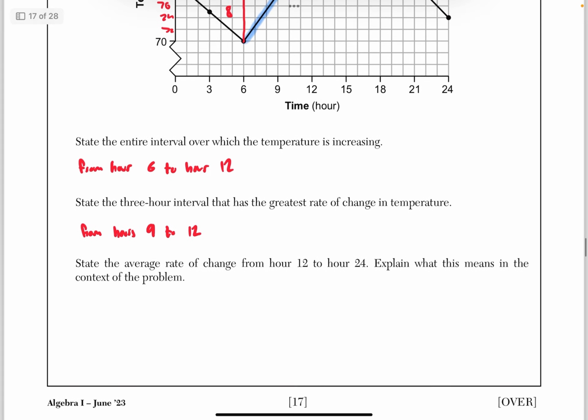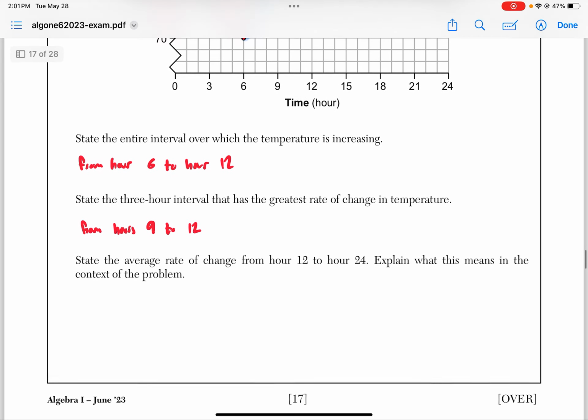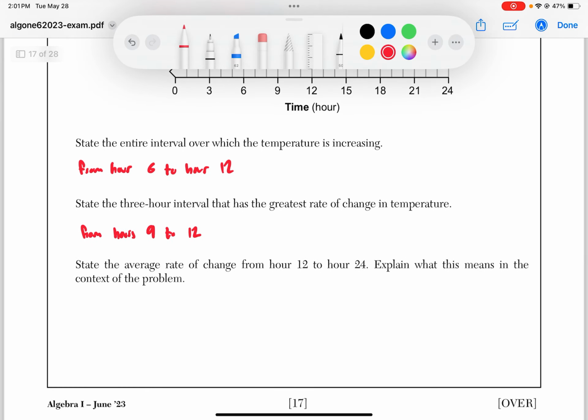State the average rate of change from hour 12 to hour 24. First thing, average rate of change is another word for slope. Slope formula is rise over run, but in coordinate form, y2 minus y1 over x2 minus x1. So what I need are two coordinates. And I know the two coordinates are on the inputs 12 and 24. So 12 comma something and 24 comma something.